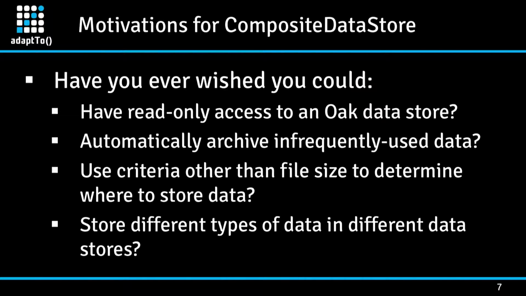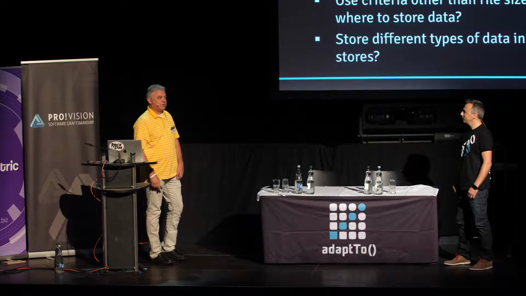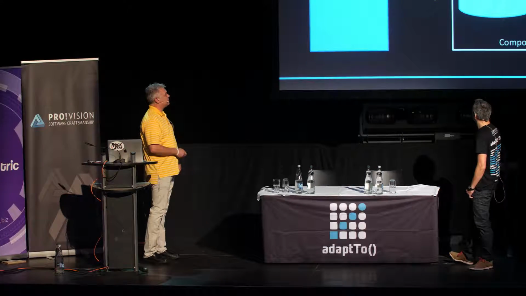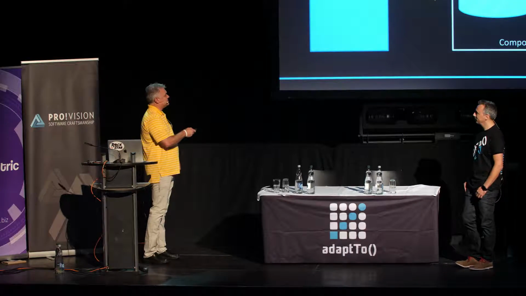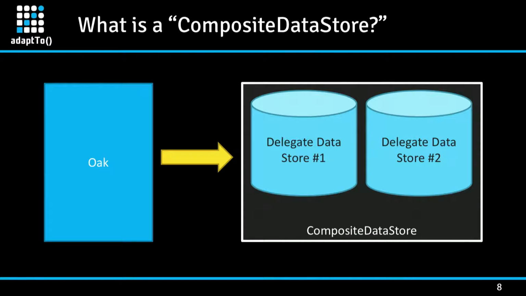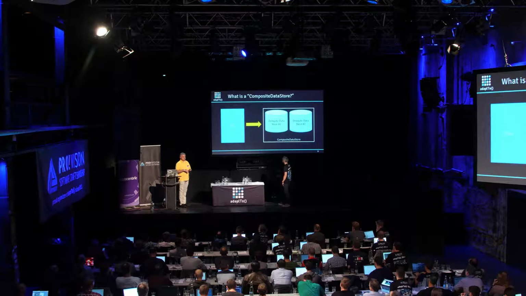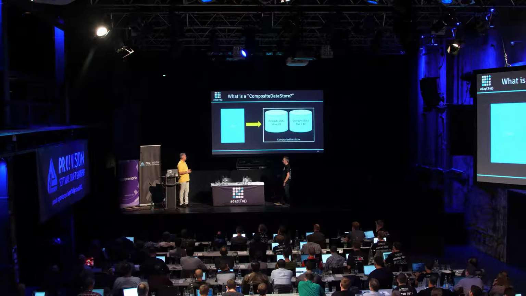besides just using the size of the blob. That's kind of where this idea for composite data store came from. This is what it looks like. You can think of it as a logical data store with delegates inside, 2 delegates at least. If you only have 1 delegate, it doesn't make any sense to have the composite. But these delegates are just normal data stores, so they can be file data store or S3 or whatever.